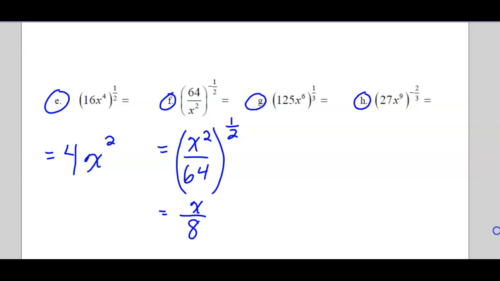Okay, so those were 1/2. Now we'll look at 1/3. That means the cube root, if you were to think about it in terms of radicals. So we're raising 125 to the 1/3. Don't show it separately, you can do that in your head. That's going to be 5. And then x to the 6 raised to the 1/3. You multiply those exponents together. 6 times 1/3 is 2.